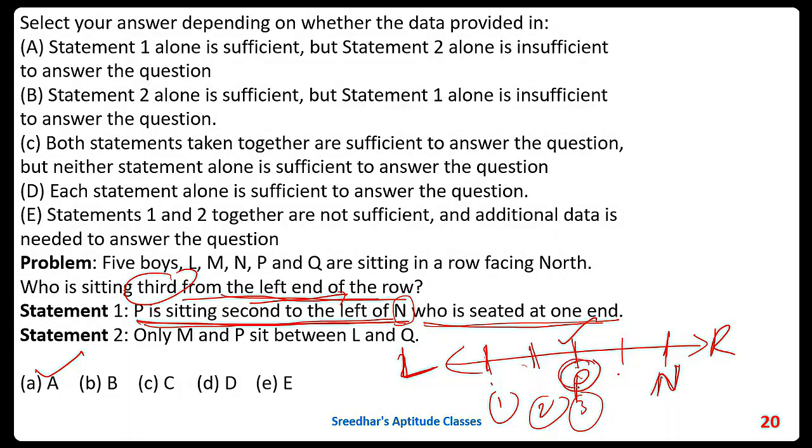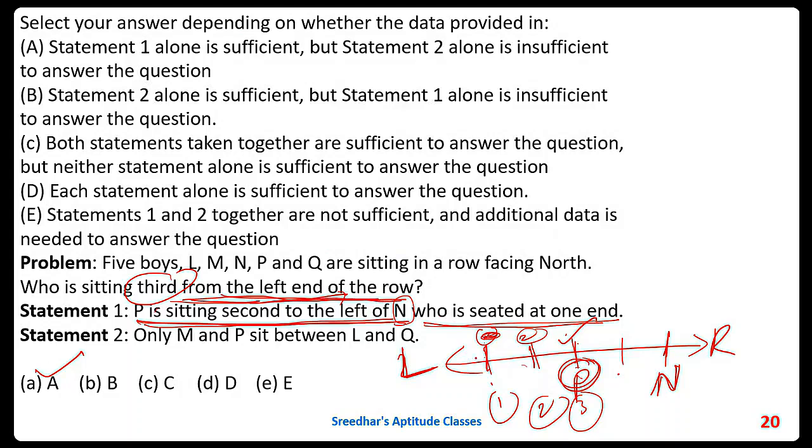No, third to the left of the end, right? See, this is first, second, third. Who is sitting third to the left end of the row? Not the person who is sitting at the end of the row. Now I understood. Quite a strange question. Pratham, it is who is sitting third from the left end of the row.